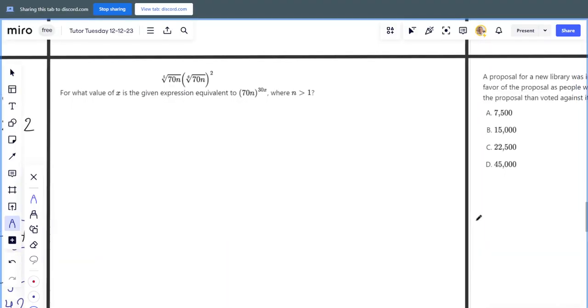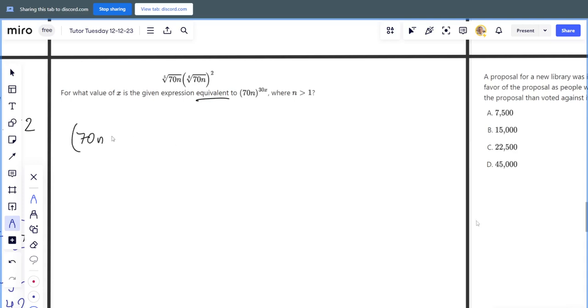For what value of x is the given expression equal to 70n to the 30x, where n is greater than 1? I know this one we had in our Discord a couple of days ago as well. But really what I want to do here is just simplify it so that it matches with this, right? That's all we need to do if it says it's equivalent. So 70n to the fifth root. The fifth root of that is the same thing as taking it to the 1/5 power. And we take 70n. The sixth root, and the square, is the same thing as to the power of 2/6.